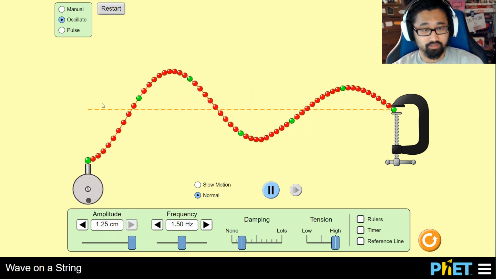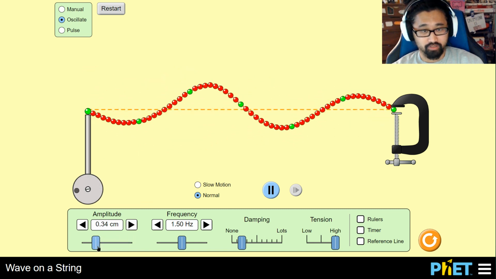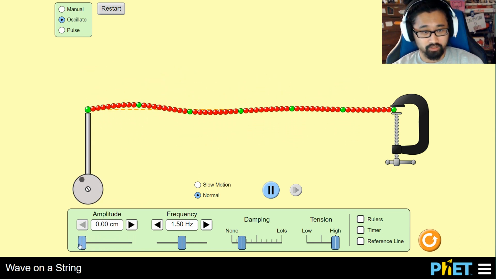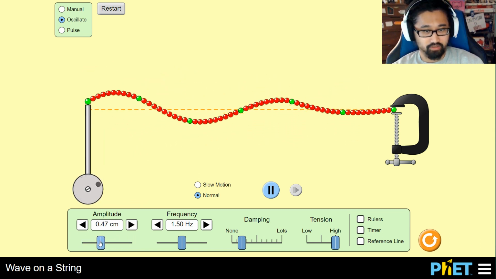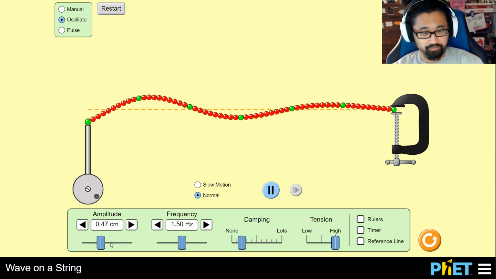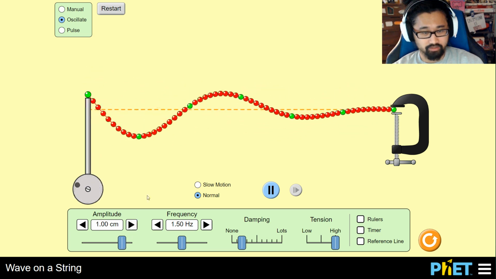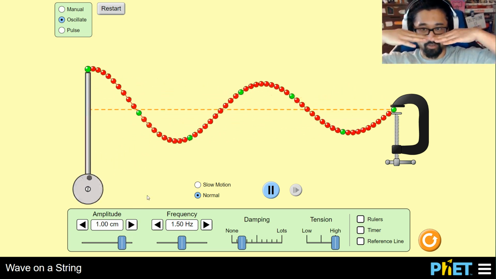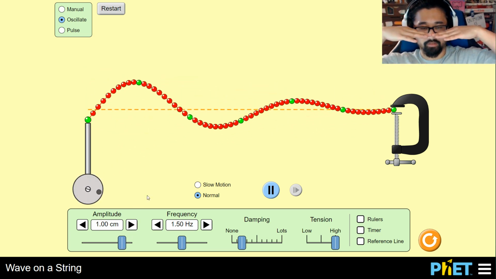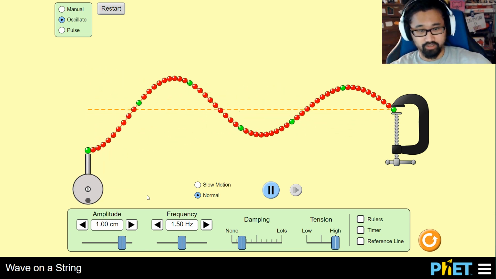If I increase this, the wave gets larger. If I make it smaller, then the wave gets smaller. Oh, I killed it entirely. But yeah, so the amplitude is the up-down height, right? The height from the center point to the tallest part, or the center point to the lowest part. That's what we call the amplitude.